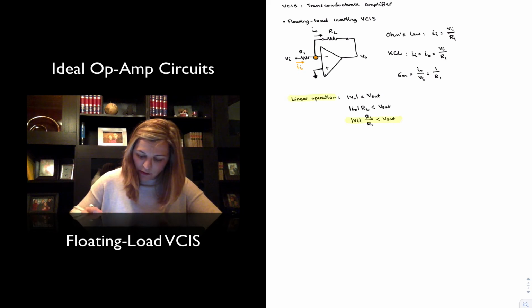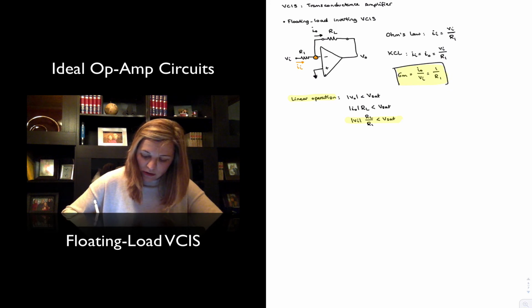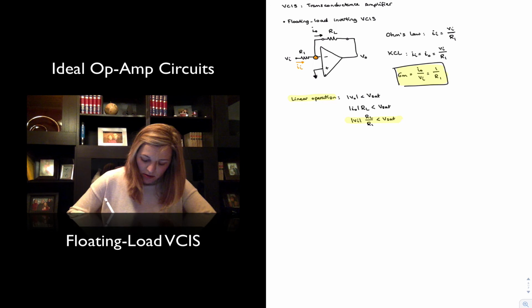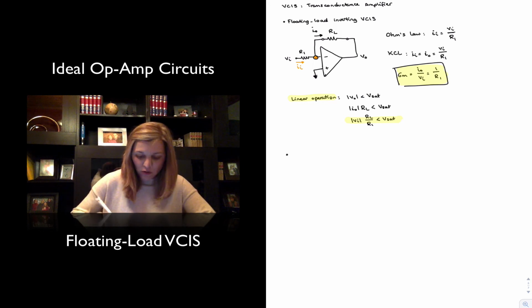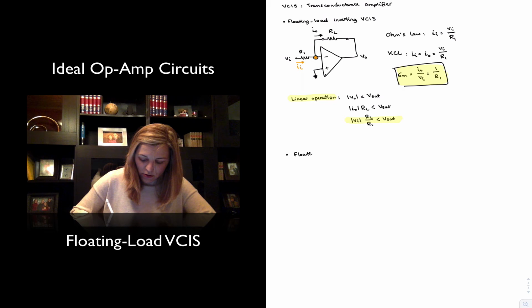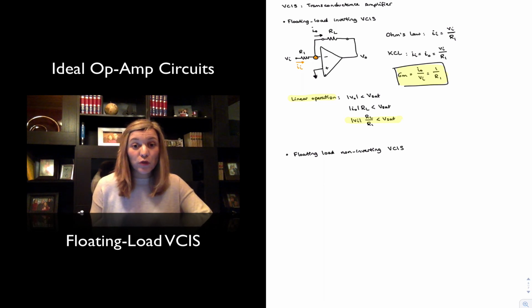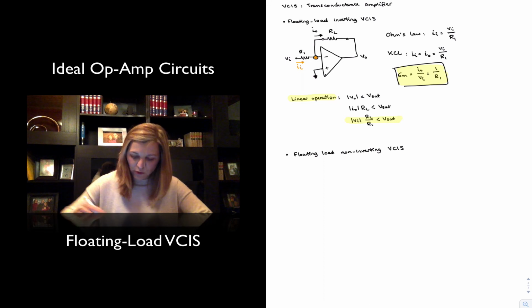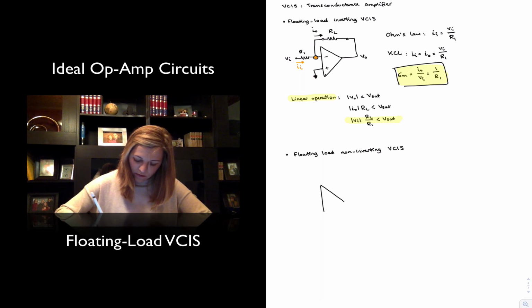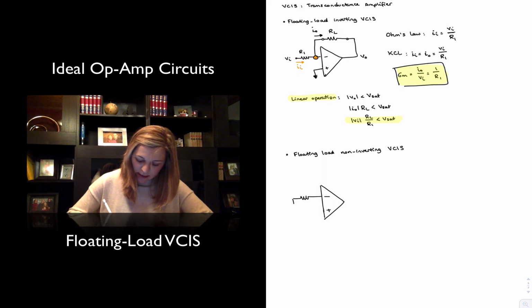I'm going to highlight the linear operation as well as the expression for the transconductance of the circuit. A simple variation of this circuit will be the floating load non-inverting VCIS, which will essentially be the same circuit, except now the input voltage will be applied to the non-inverting input terminal. But everything else is the same.